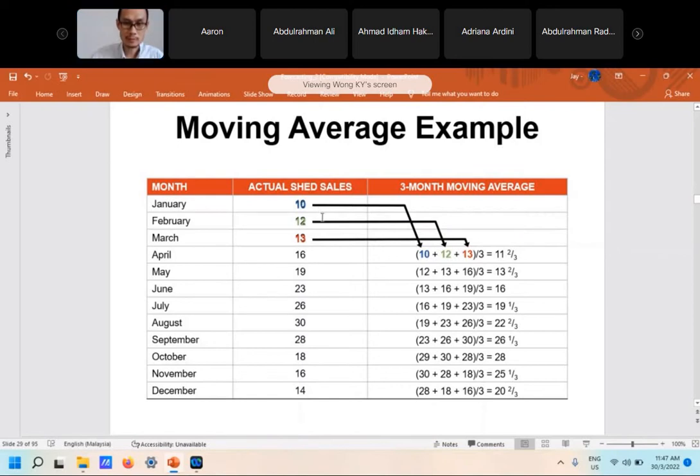Similarly, you can repeat this process. Let's say you're now at the end of April. You already know the actual sales for April and you want to forecast for May. What is the sales for May using a 3-month moving average? Calculate the average demand of the latest 3 months. To forecast the demand for May, you use 16, the actual demand in April, plus 13, the actual demand in March, plus 12, the actual demand in February. Total up, divide by 3, and you get 13 point something. So this is the forecast value for May.